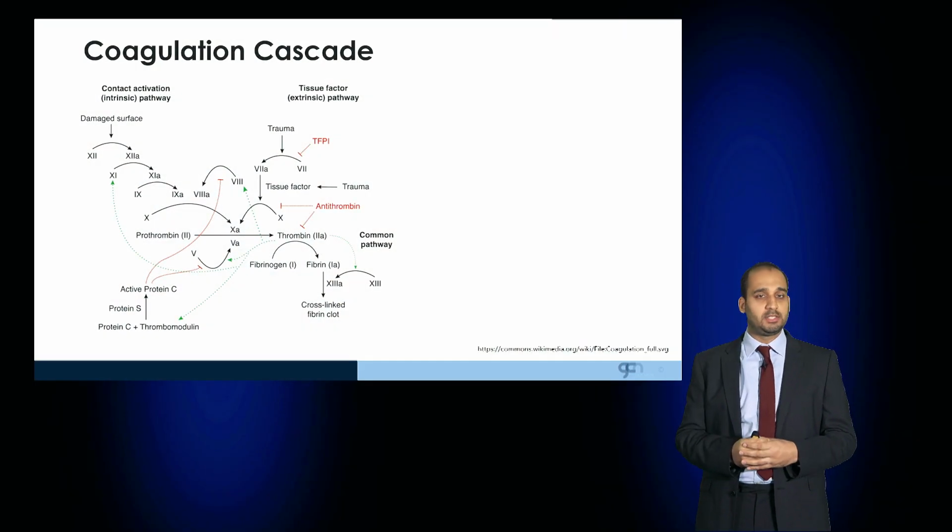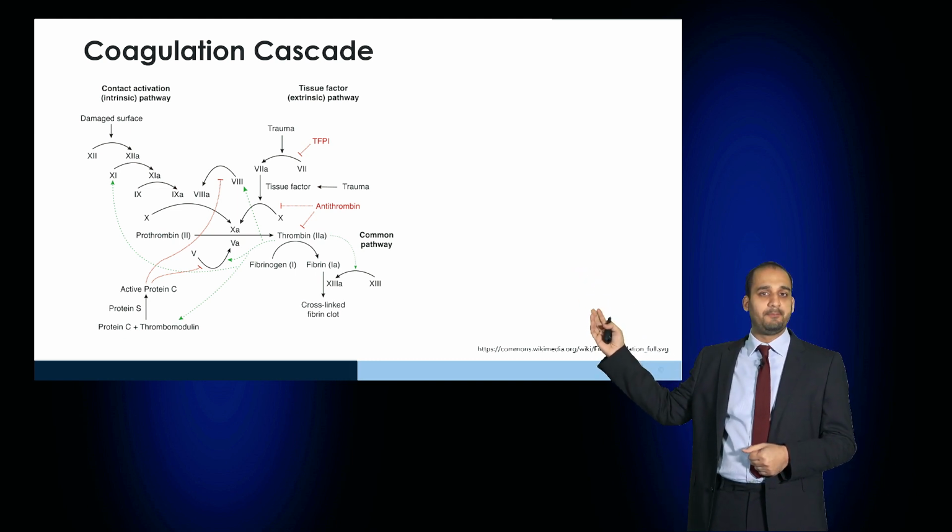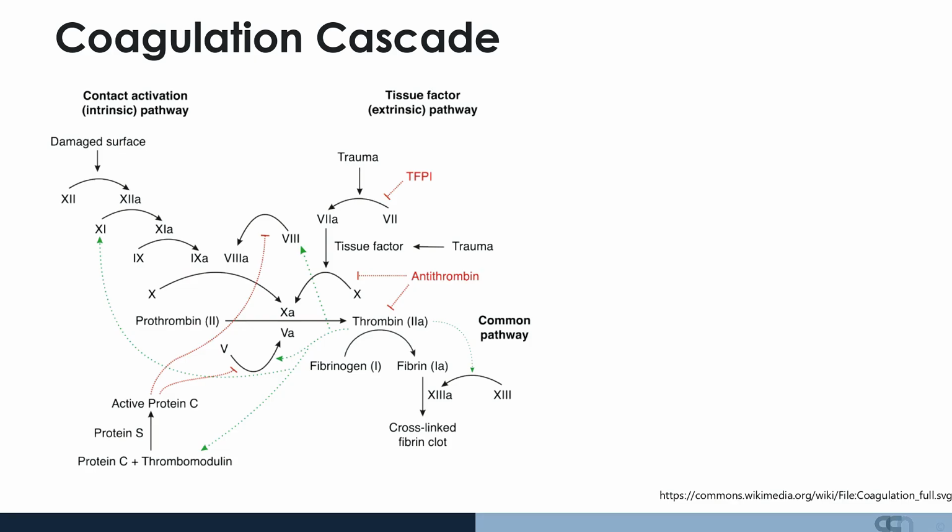Welcome to this medicine masterclass in which we will be reviewing the clotting cascade. Here is a representation of the coagulation clotting cascade. There are two key pathways, the intrinsic pathway and the extrinsic pathway. The intrinsic and extrinsic pathway both lead to the conversion of prothrombin to thrombin, which is involved in the conversion of fibrinogen to fibrin, which forms a cross-linked fibrin clot.